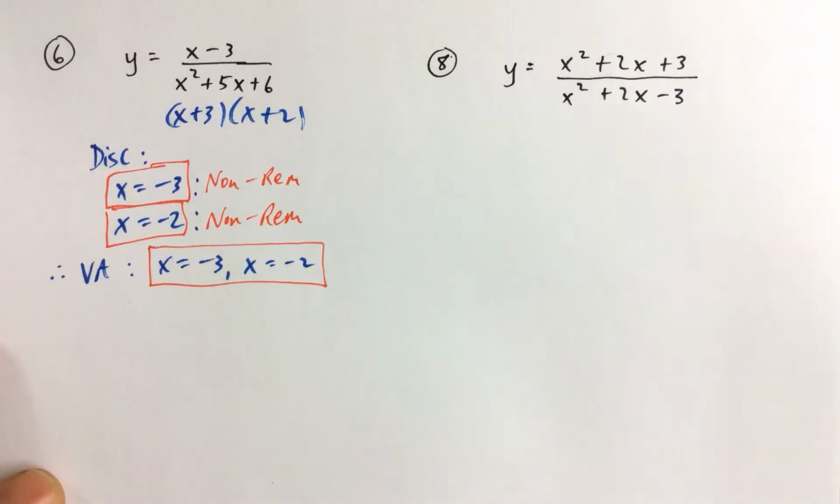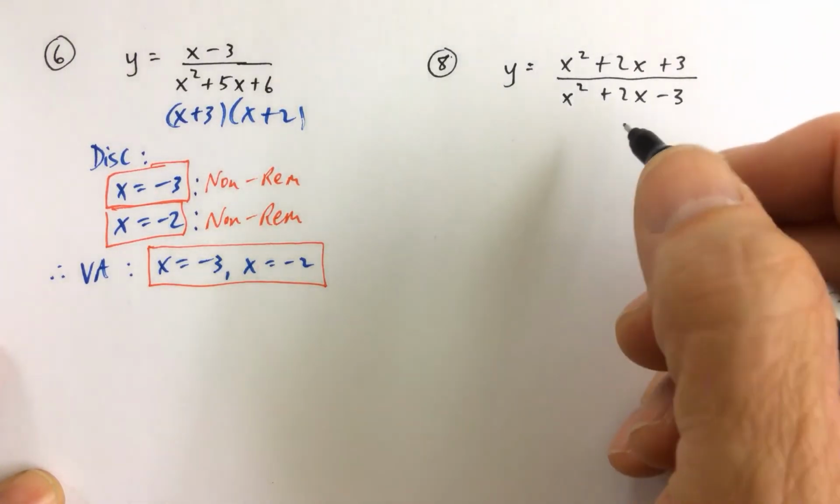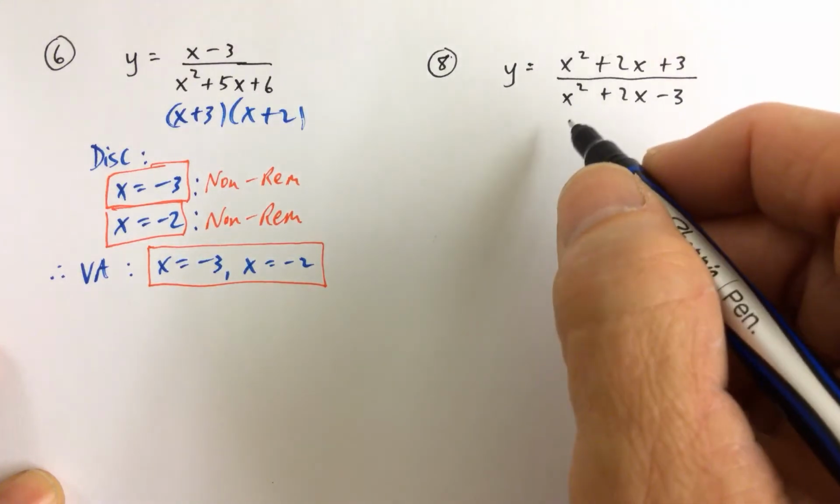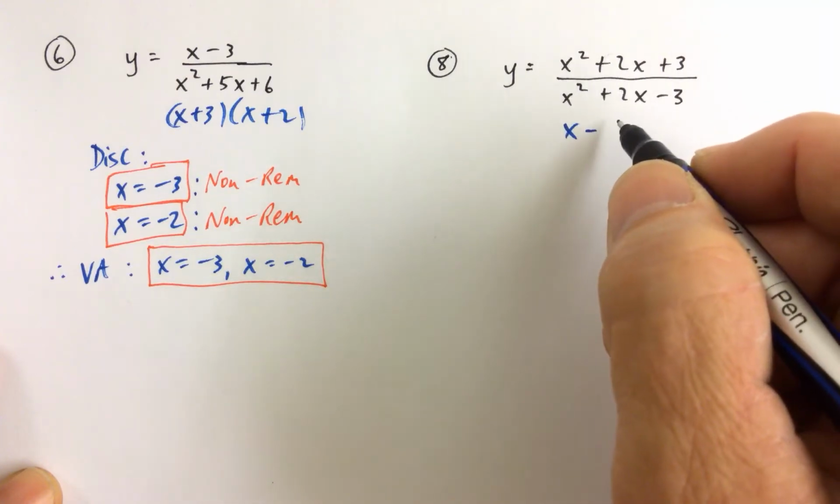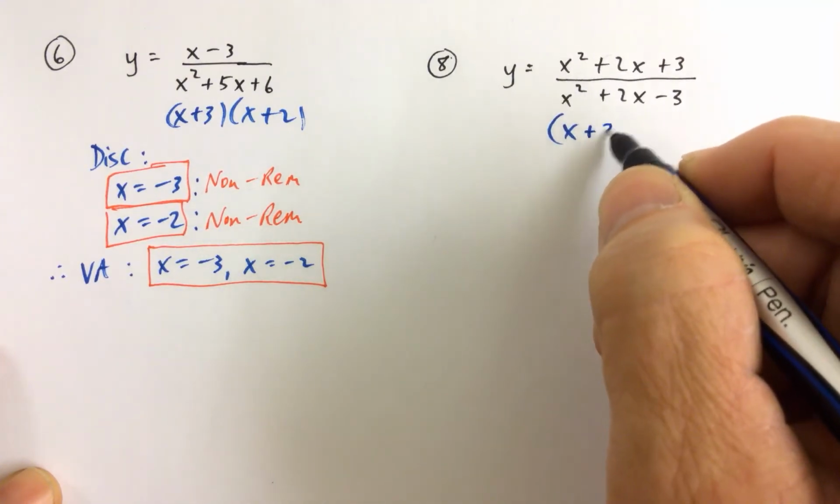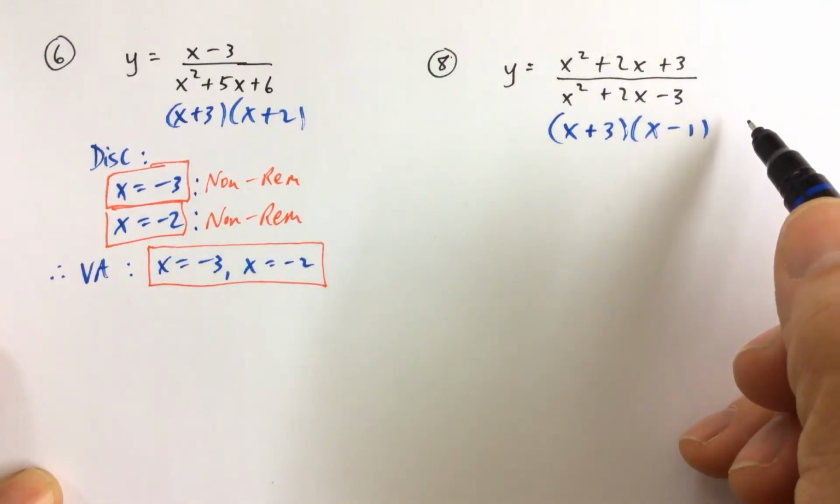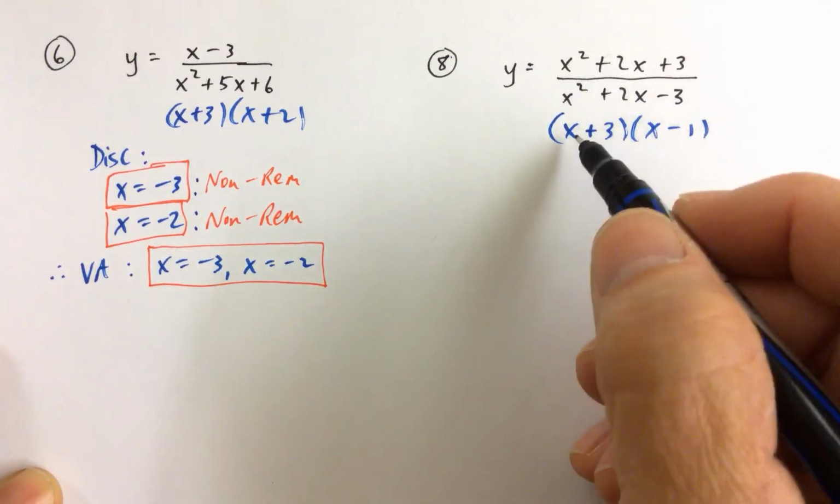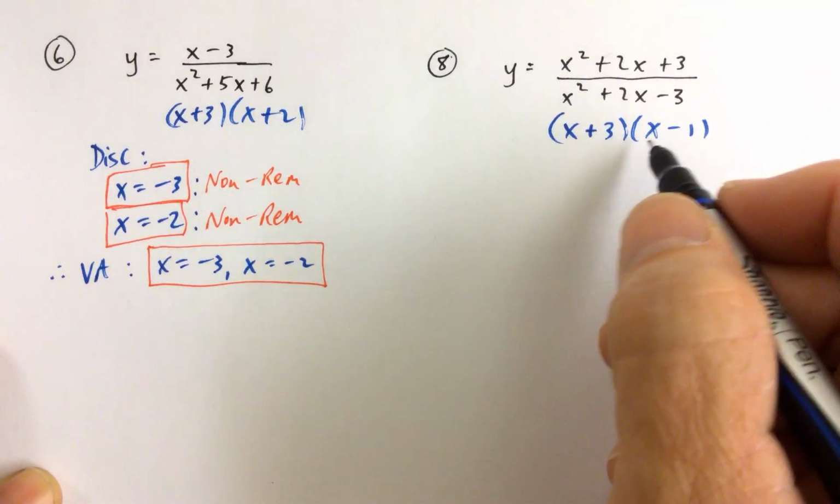I could probably fit the solution for number 8 into this same video, so let's go ahead and do that. Again, we're trying to find vertical asymptotes. We're going to factor the denominator. It looks like it's x plus 3 times x minus 1. The numerator doesn't factor, so therefore we can't cancel a factor. So we can go right to the answer here.